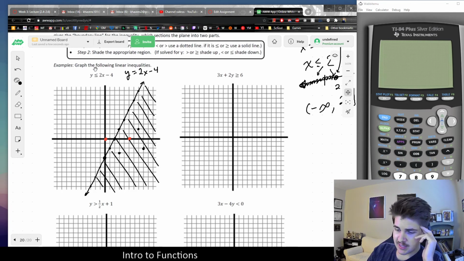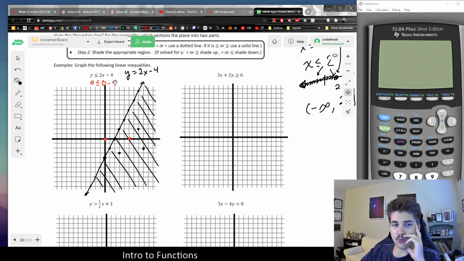But notice if I check the origin within the original inequality, what I would get is that 0 is less than or equal to 0 minus 4. And 0 is not smaller than -4, because negatives are always smaller than 0. So notice that if I check this point, that's not true, and it produces a false mathematical statement, which is why we'd say that this is not part of my answer, and that's why I don't shade over there.